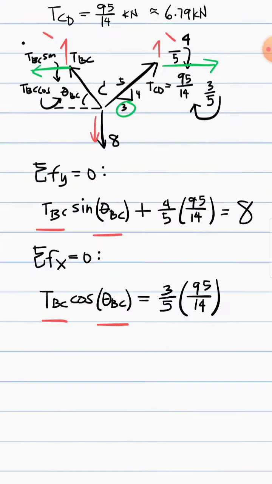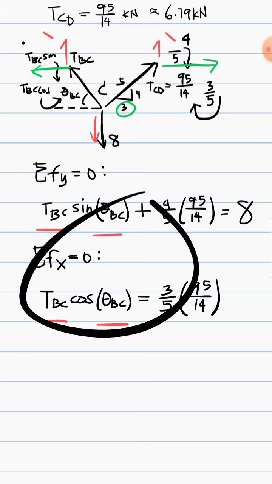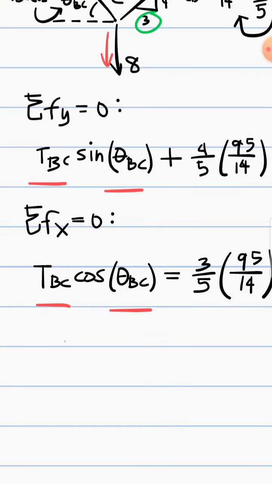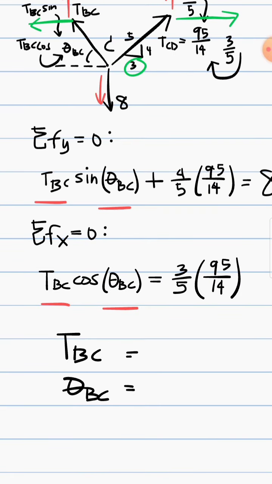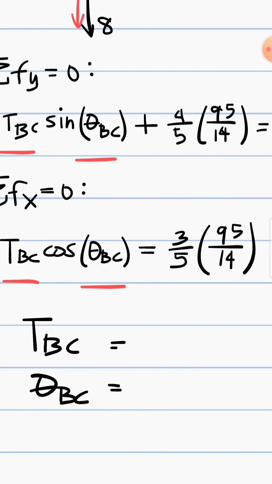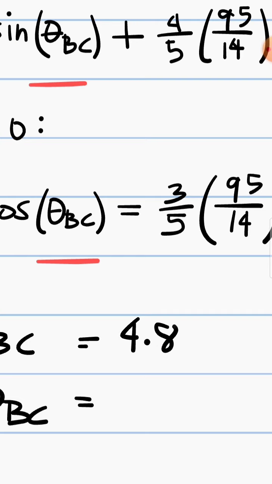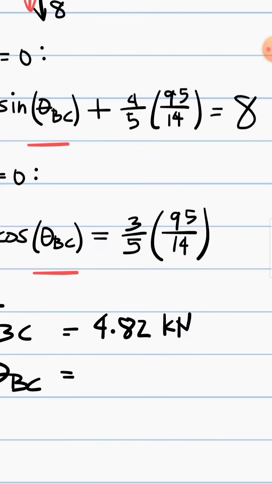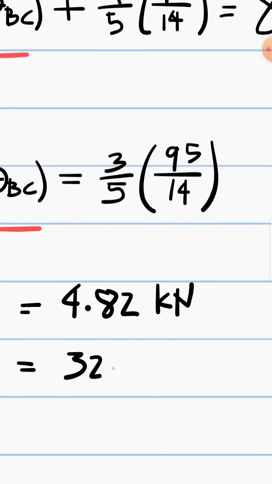I will not elaborate on the solution of this. It's just a matter of algebraic manipulation. So, we'll then have TBC and theta BC equal to, for TBC, 4.82 kilonewtons, and for theta BC, 32.28 degrees.